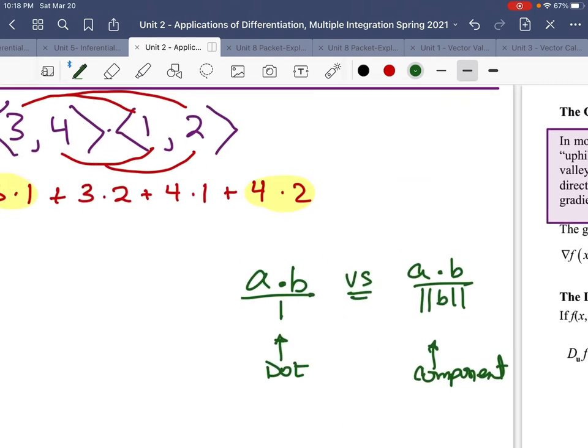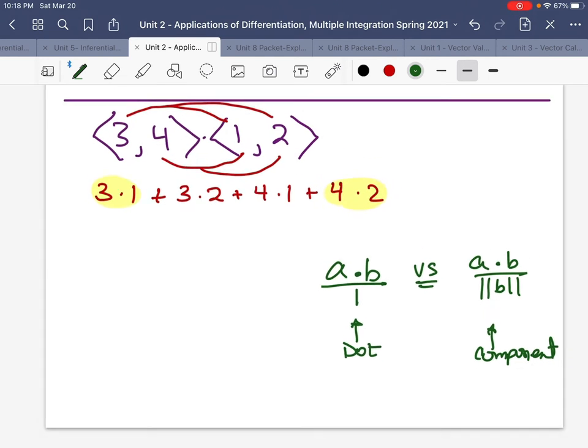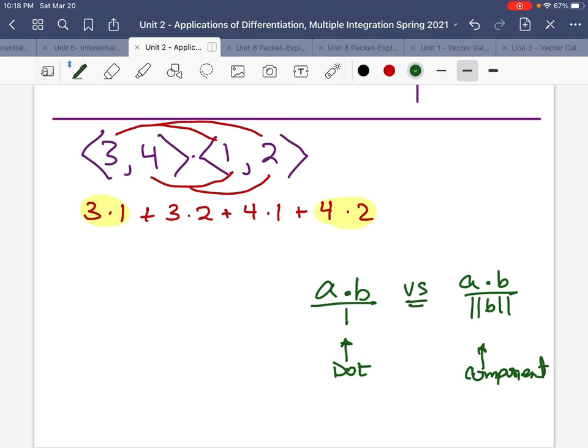So what I did was I put a couple of rules here just from Unit 1. One rule was the dot product, and it's not really a rule, it's just a notation, A dot B. So we're dotting A and B. And so what we're looking at here is the amount of A acting in the direction of B.